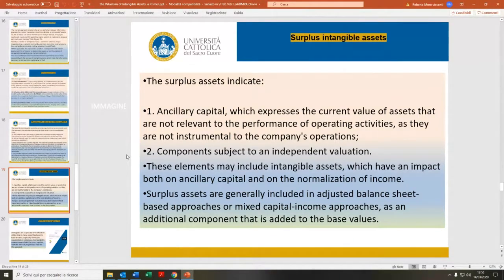We can have components that are going to be subject to an independent valuation, and these elements may include intangibles or surplus assets that are included in adjusted balance sheet based approaches, evaluation approaches that are based on the book value of equity, and then they consider an incremental value given by these surplus assets, or can be estimated with a mixed capital income approach, combining the balance sheet based approach with an income approach.